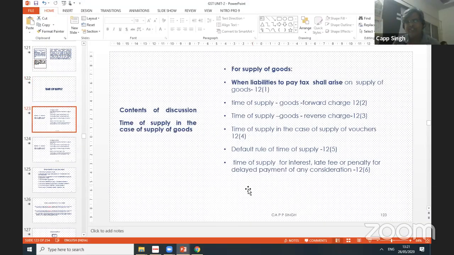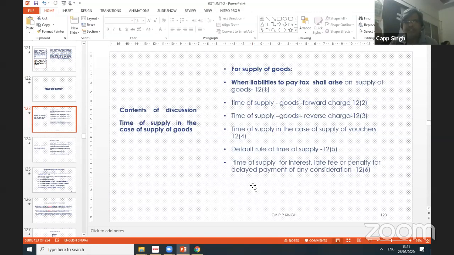Now there may be situations where I have sold the goods, but I have not recorded that sale in our books of accounts. Can I defer the tax liability? The answer is no. Other situations may be where we have supplied the goods, but we have not issued an invoice. Can we skip the tax liability?